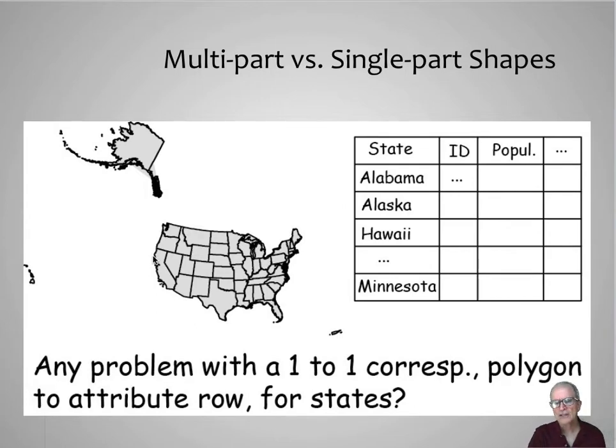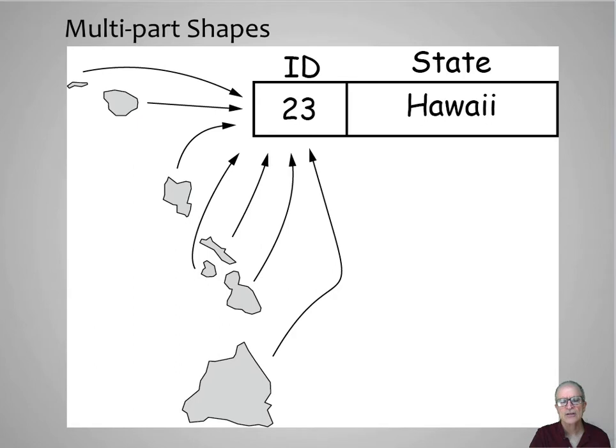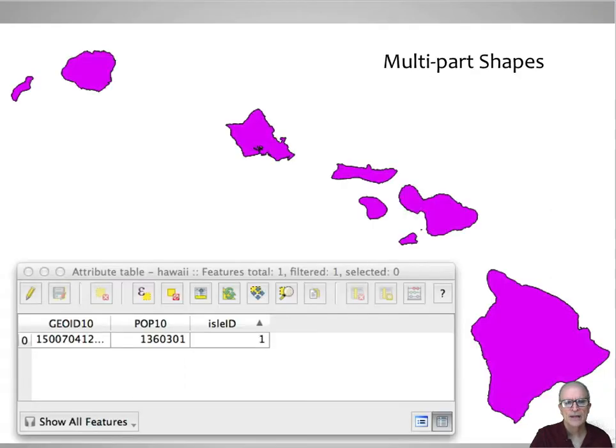So you have these multi-part features. And you have to be careful with multi-part features because they look like this. You have multiple geographic entities pointing to one row. This is a multi-part shape, multi-part features. In the table, then, they only have one value, right? So there's a population across all of them.